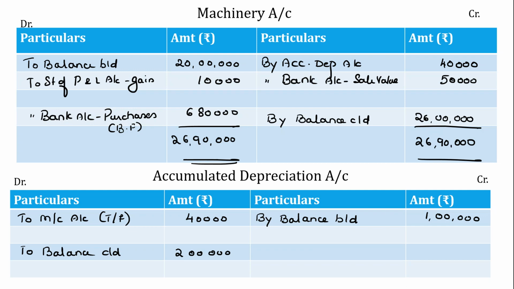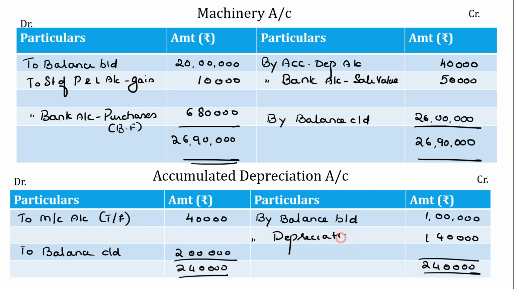And let us close the accumulated depreciation account. How do we close it? Total the debit side, put it on the credit side, find the difference which comes to 1,40,000. This is nothing but the depreciation which is charged during the year. This is not relevant for investing activity part, but when we prepare the operating activity at that point of time, this is a non-cash expense which is to be adjusted. So right now, machinery account is what is important from where we are going to extract the information.